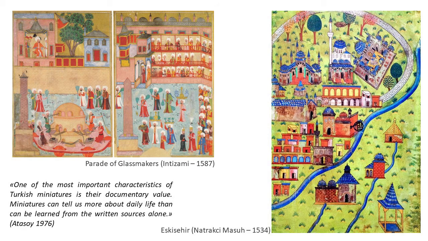Visual culture in Turkey was unfortunately not so rich until the 19th century. We know these miniatures, which are a kind of 2D map of daily life and the cities, produced under the control of the empire. One of the most important characteristics of Turkish miniatures is their documentary value. Miniatures can tell us more about daily life than can be learned from written sources alone. In these miniatures there is no linear perspective; they are a kind of map.